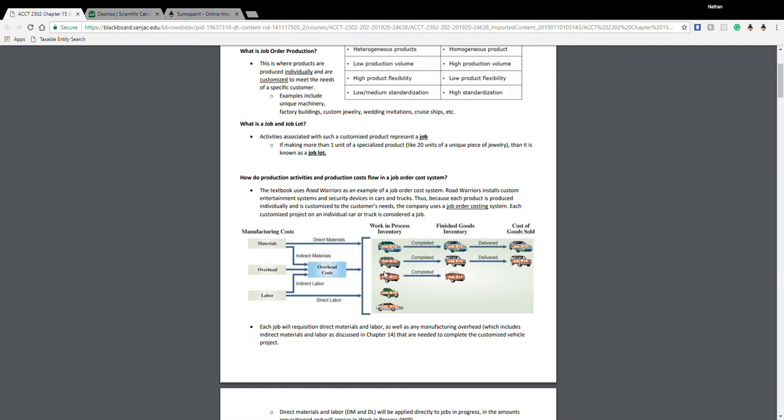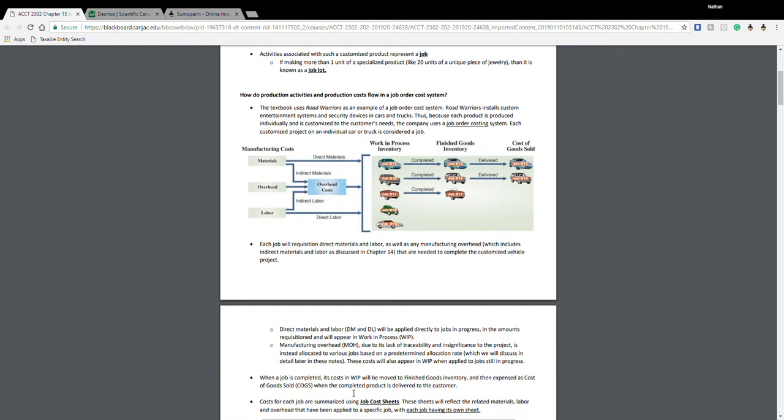Once the job is complete, like these three right here, it moves to finished goods inventory. Once it's been moved from finished goods inventory and sold, and technically delivered, but really sold, it then moves to cost of goods sold. So we're going to look at the flow of this. It's going to be pretty much the same cycle as we go through with manufacturing cost all the way to cost of goods sold.